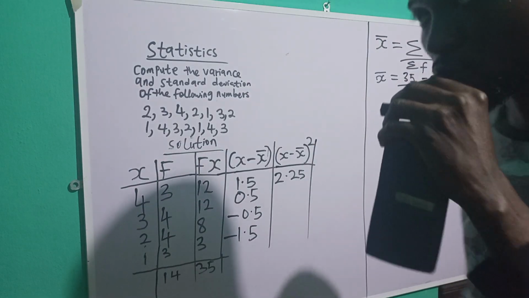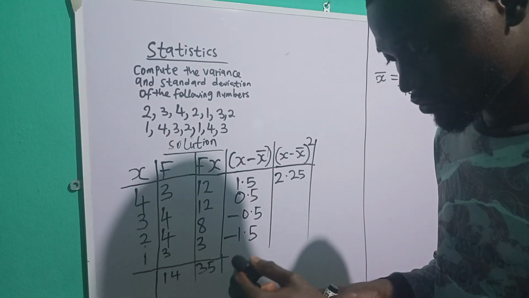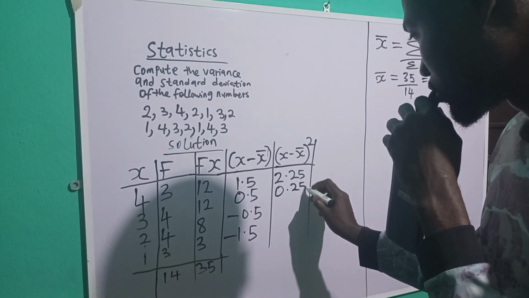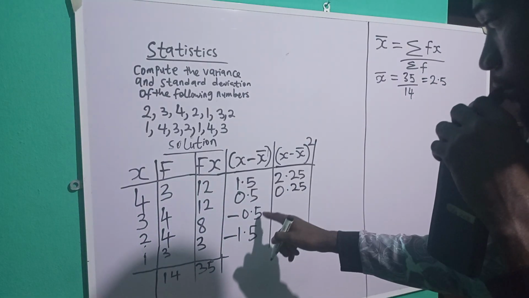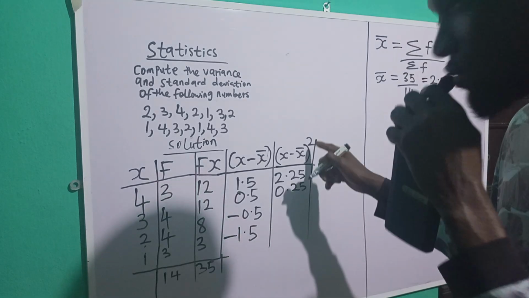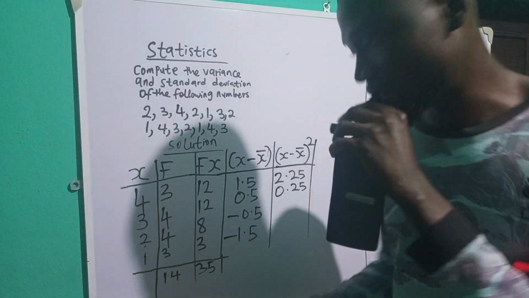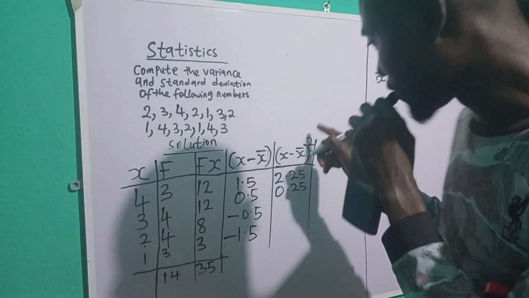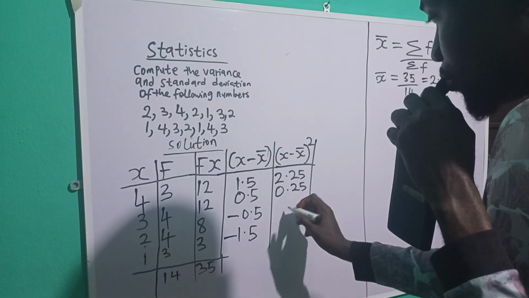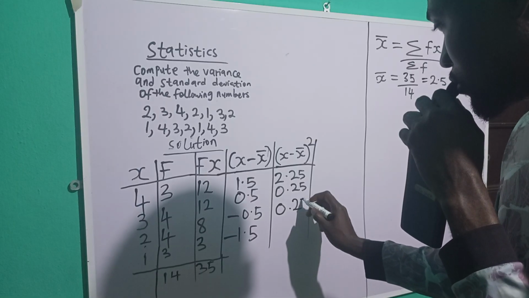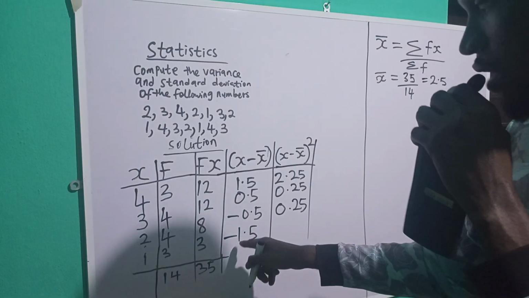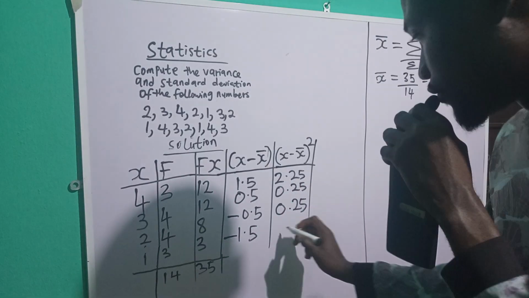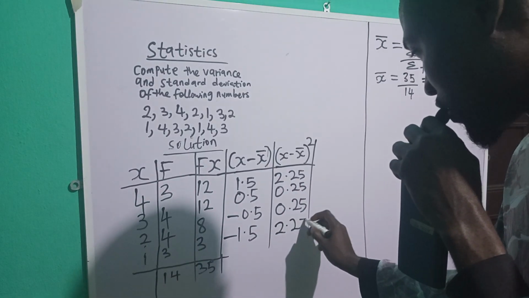Then 0.5 squared is what? That will give us 0.25. Then, please, when you are raising all these numbers to the power of 2, the negative signs will be neglected. So this minus sign will be neglected. Automatically, this becomes 0.5. So 0.5 squared will still give us 0.25. And then this minus 1.5, the minus goes away. So 1.5 squared will still give us 2.25.